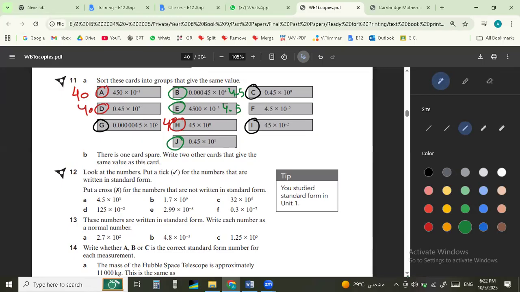I thought that this is 10 to the power of 0, which is going to keep it the same. It's 10 to the power of 1. I'm going to move it 1 digit to the right. So 4.5 also. So B, E, and J is 4.5.